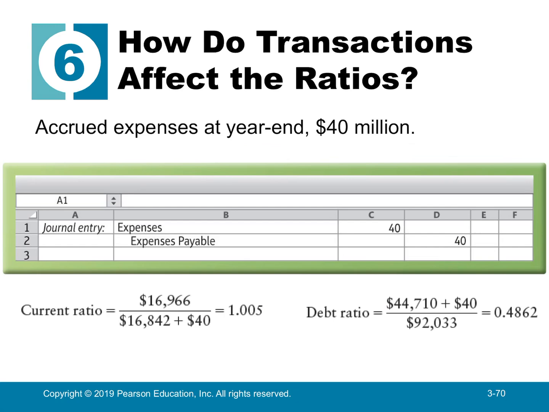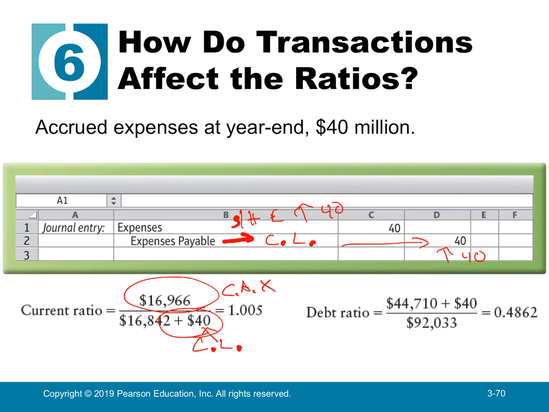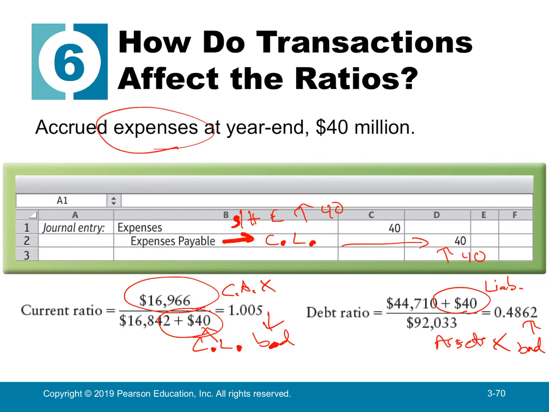What if I have some expenses at the end of a period? Well, I increase my expenses by 40, so stockholders' equity goes down by 40, and expenses payable, a current liability account, goes up by 40. So my current assets don't change. My current liabilities go up by 40. So my current ratio goes down, which is bad. For my debt ratio, the liabilities increase by 40, and assets don't change. So this goes up, also bad. So expenses, bad. Revenues, good.